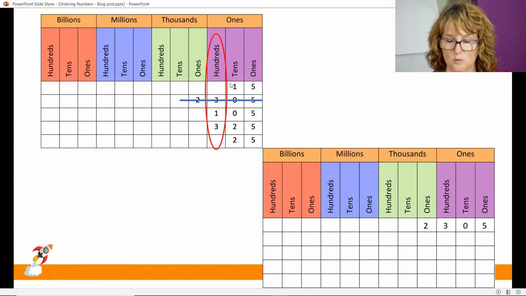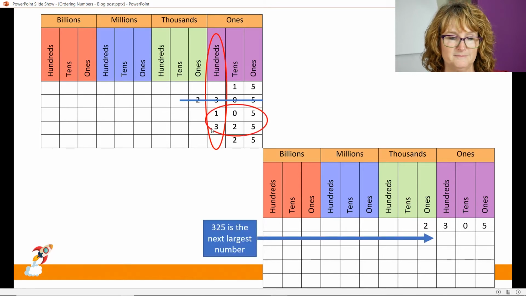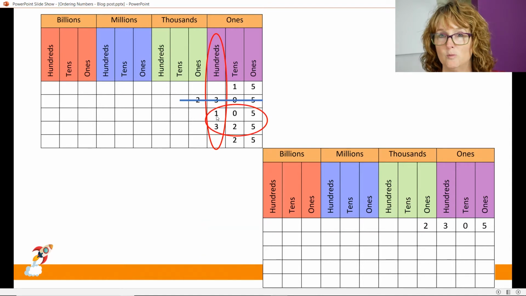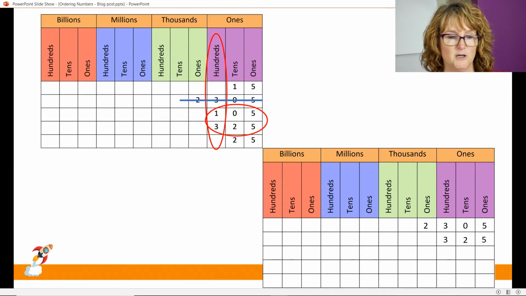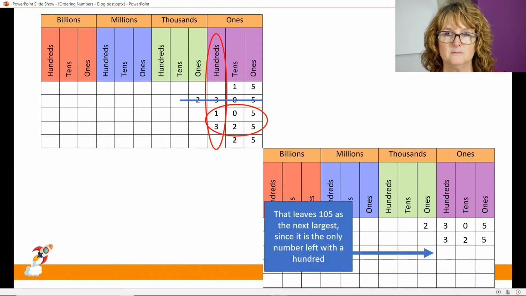All right, so whenever we look at this column, now we are comparing 1 to 3. Which one's bigger? Well, of course, 3 is always going to be bigger than 1. So a number that begins with 3 is going to be bigger than a number that begins with 1, because there's 300 in this one and 100 in that one. So we're going to enter that into our chart next. And we're going to mark it out. All right. After we put in the other number, the 105.